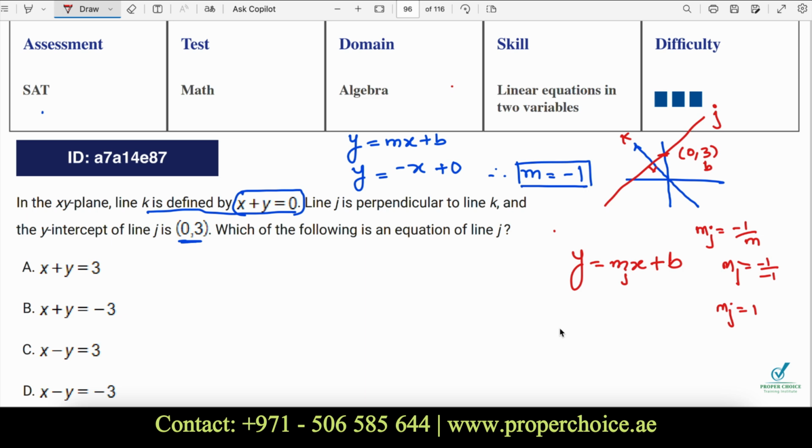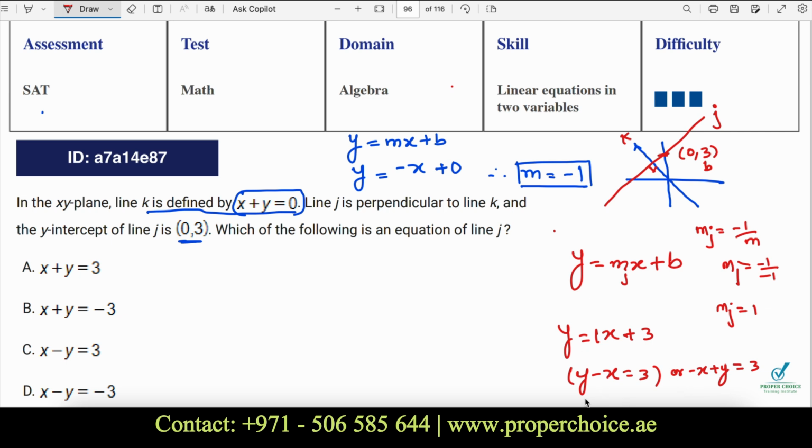Now substitute here. So y equals 1 into x plus 3, or you can rearrange it by taking x to the other side. Then it becomes y minus x equals 3, or minus x plus y equals 3, which gives me the same thing. So y minus x equals 3. If you multiply this entirely, see, it's correct, absolutely fine. This can also be written as minus x plus y equals 3, but we don't have that option.